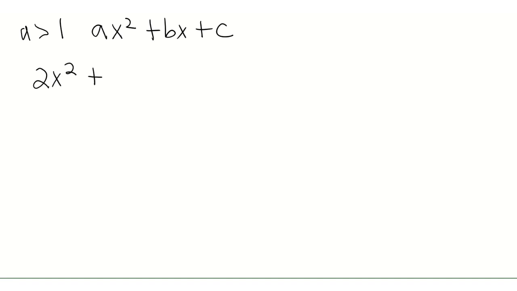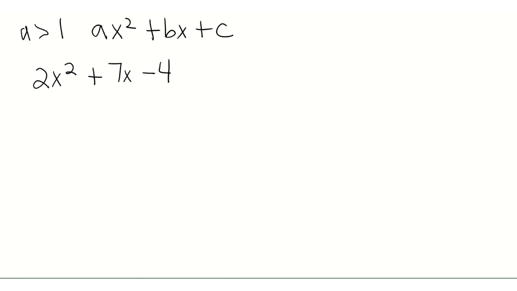Okay, so once again, we have a greater than 1, which means we have the formula ax squared plus bx plus c. So we're going to have the problem 2x squared plus 7x minus 4. So notice that our signs are different, so that's going to change our problem just a little bit. So we're going to do the same thing that we did before.